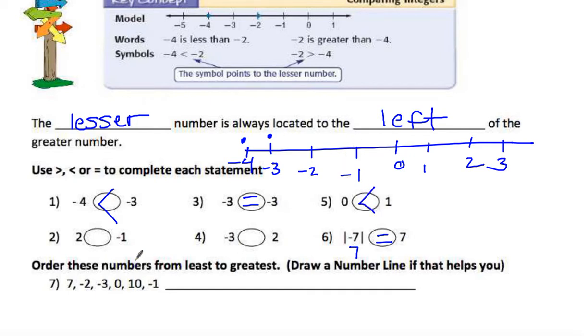So this one, positive 2 is greater, and if we order them from least to greatest, it would be negative 3, negative 2, negative 1, 0, 7, and 10. And I always like to go back. There's 1, 2, 3, 4, 5, 6 numbers, and recount: 1, 2, 3, 4, 5, 6. So I didn't miss one.